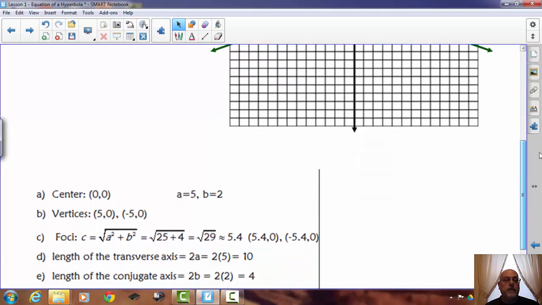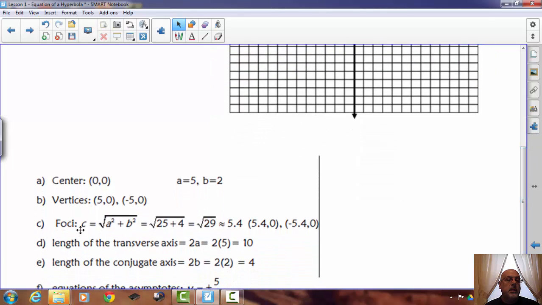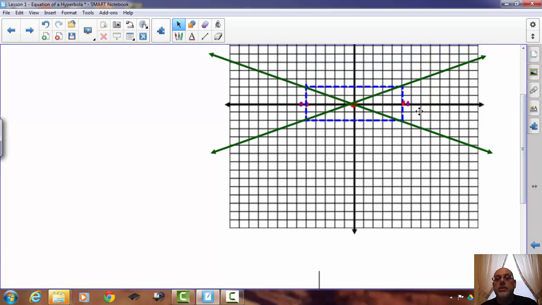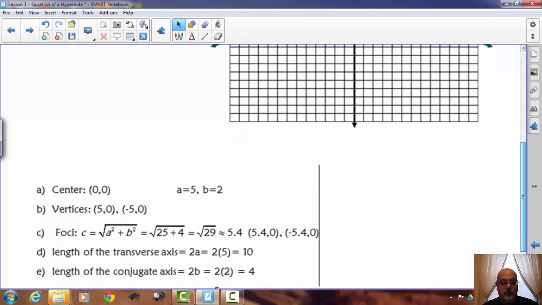Okay. The focus points: c is equal to the square root of a squared plus b squared, or the square root of 29, or about 5.4. Those are the two purple dots. I have a purple dot here and a purple dot here. So h, k is the center, so 0 plus 5.4, 0 minus 5.4. You have to remember the focus points will always lie in the interior of the hyperbola, the way the focus points always lie in the interior of the ellipse.